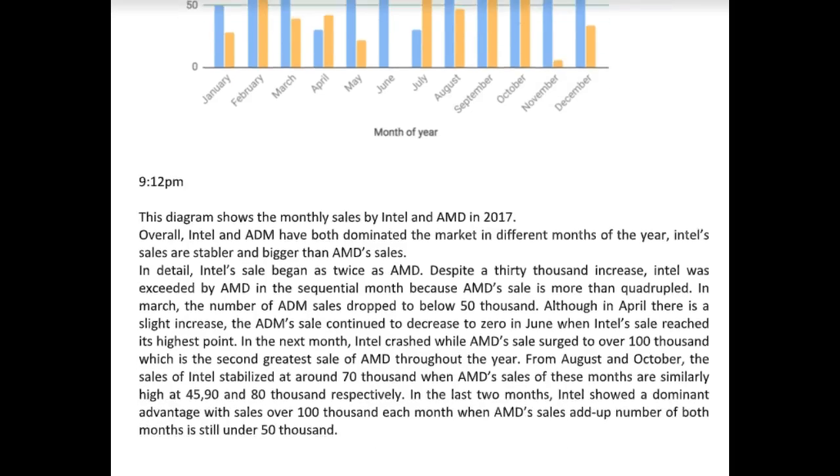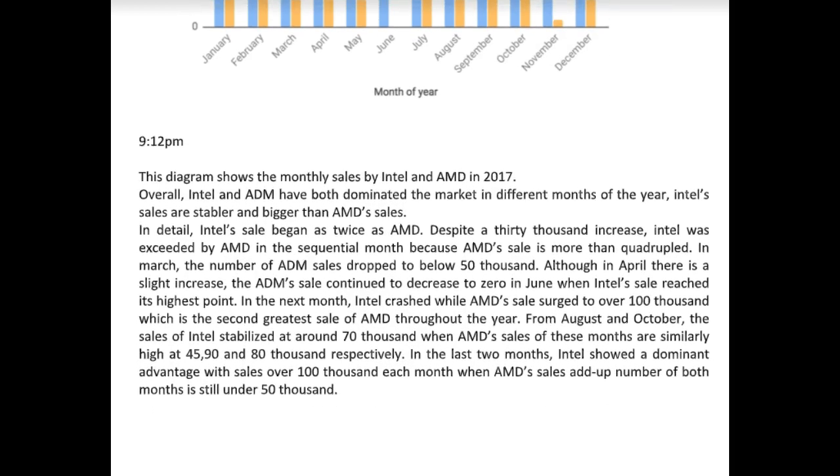Okay, so let's look at your second one. Chips manufactured in France. Let's see. The diagram shows the monthly sales by Intel and AMD in 2017. Overall, Intel and AMD, careful, both dominated the market. No, you cannot use present perfect here. The whole period is in the past, so there should be no reference to the present. Absolutely no present perfect here, only past tense. So they both dominated the market in different months of the year. All right, let's try this again.